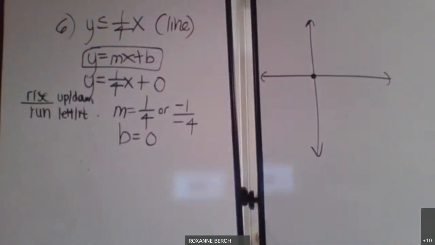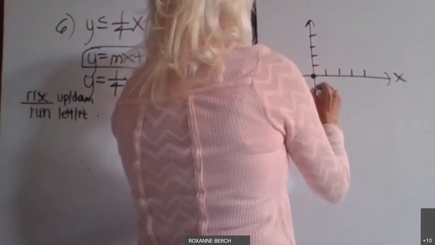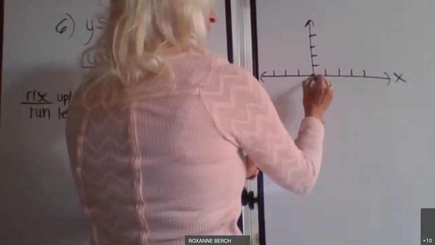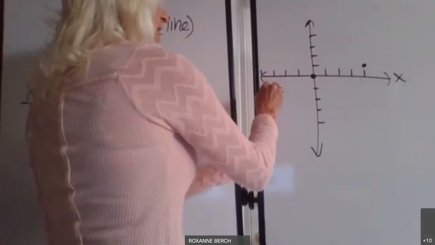So all you do is use the slope in order to graph. Up 1, right 4. From the point, you go up 1, right 4. And see how I'm out of room? That's why I had you write this one, so you could go down 1, left 4, and be able to graph easily.